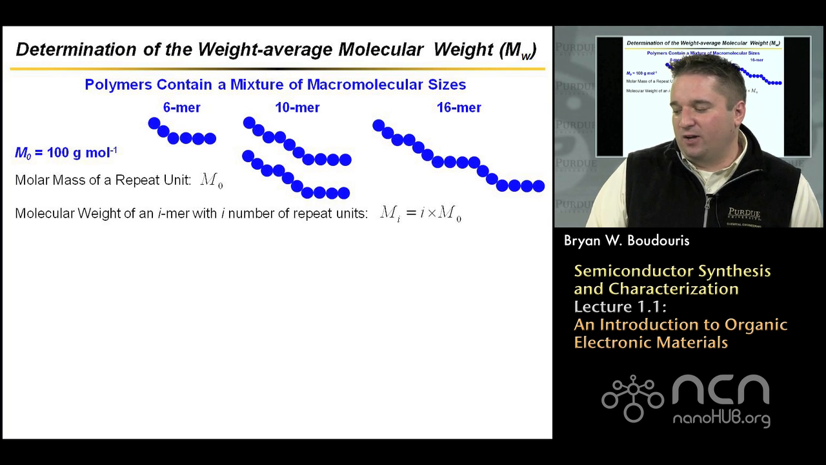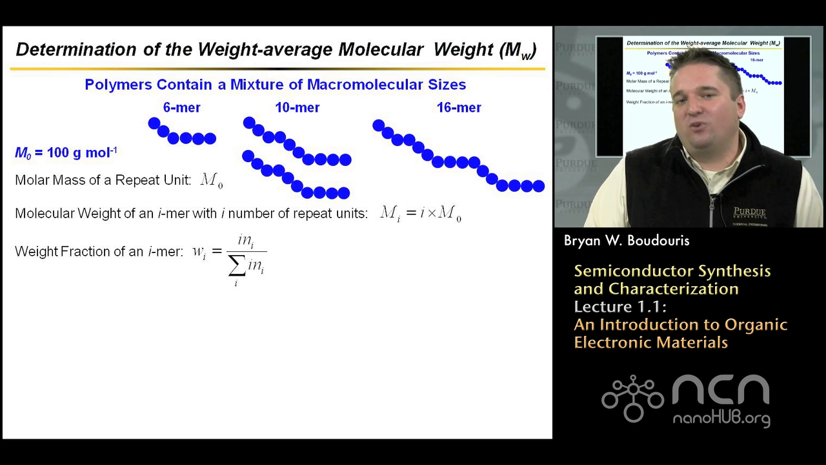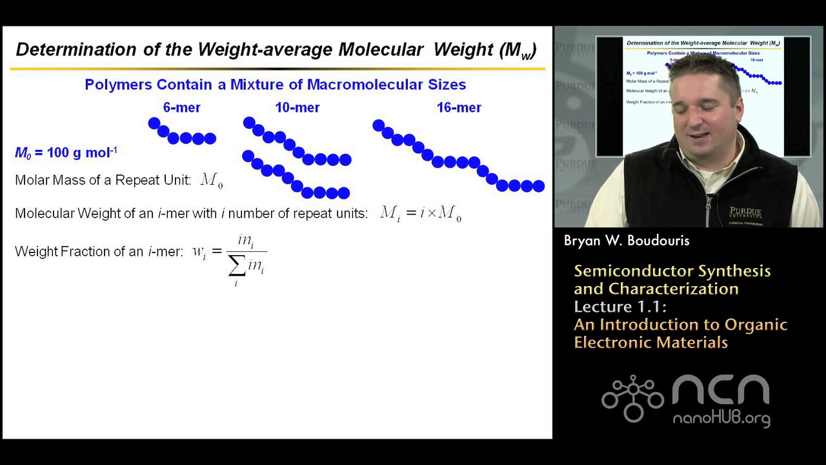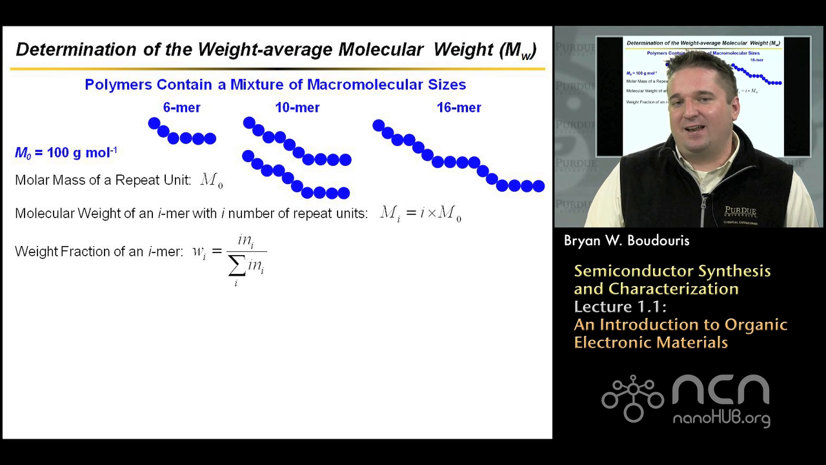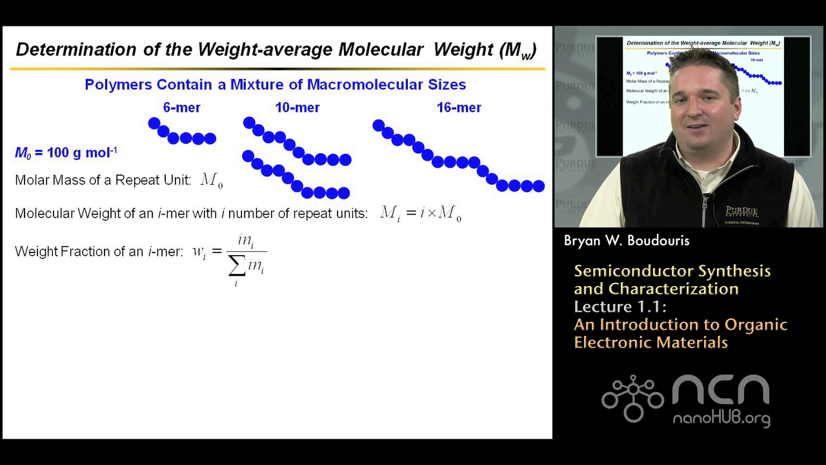And we're going to find that the molecular weight of one of these is still Mi, just the number of circles times the molecular weight of one of those circles. But now we're going to define the weight fraction as i Ni over the summation of i Ni. Okay, before, remember, it was just Ni divided by summation Ni. So now we're weighting this weight fraction by the number of repeat units in each chain, symbolized by the letter i.